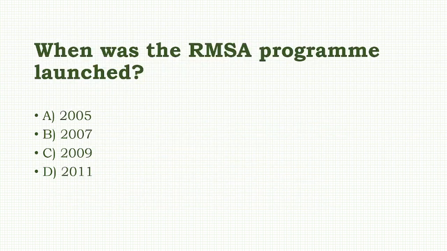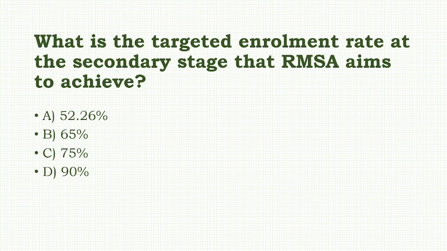Next, when was the RMSA program launched? Option: 2005, 2007, 2009, 2011. Answer of this question is option C, that is 2009. Next, what is the targeted enrollment rate at the secondary stage that RMSA aims to achieve? Option: 52.26%, 65%, 75%, 90%. Answer of this question is option C, that is 75%.